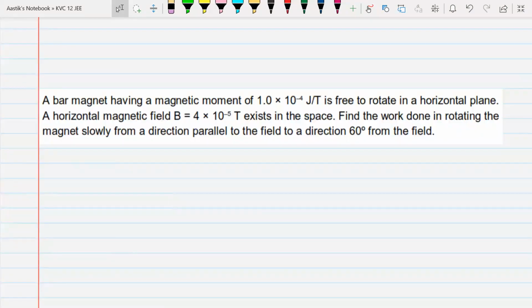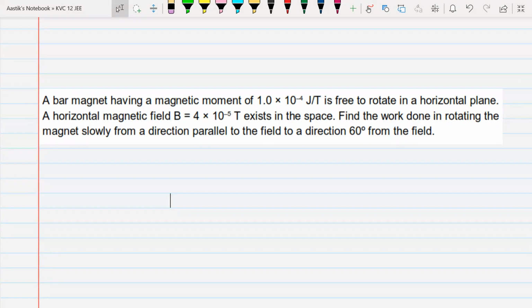This is the question that you have to do. There is a reason why I have given you this question. Two questions, and we will cover the entire electric dipole and magnetic dipole or bar magnet. A bar magnet having a magnetic moment, as I told you, whenever we talk about bar magnet, we talk about the magnetic moment. A bar magnet having a magnetic moment of this many joules per Tesla. Remember this unit, joule per Tesla, is free to rotate in a horizontal plane. Horizontal magnetic field B exists in space.